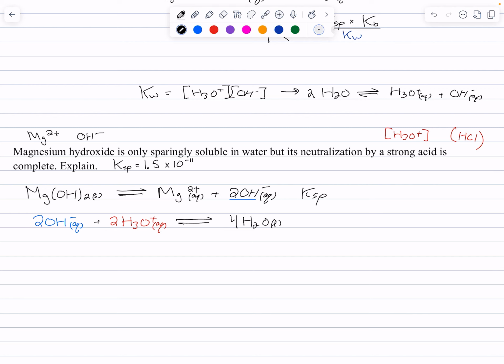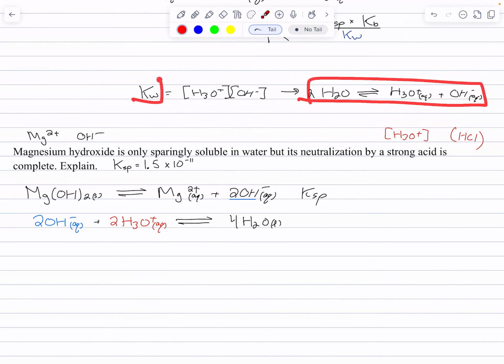Four waters. Because if you do the number of oxygens, I have 4 oxygens on the left, so I need to have 4 oxygens on the right. So that mistake is very easy to do. Now it's just going to make my balanced equation wrong, but that's okay.